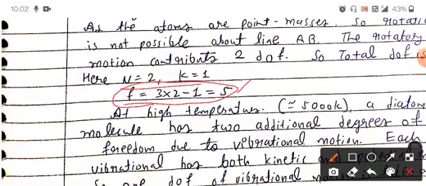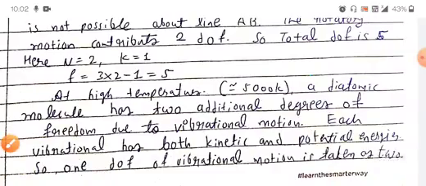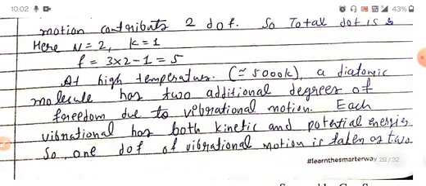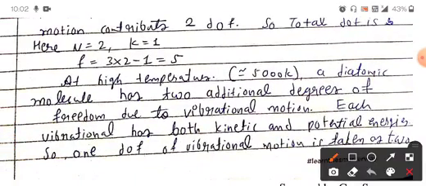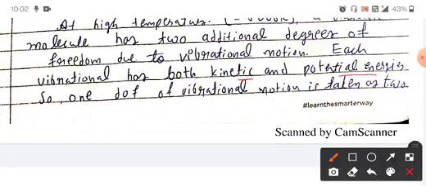Now at higher temperature, for example at approximately 5000 Kelvin, a diatomic molecule has 2 additional degrees of freedom due to the vibrational motion. Okay, at higher temperature the diatomic molecule starts vibrating. So each vibrational motion has both kinetic and potential energy.